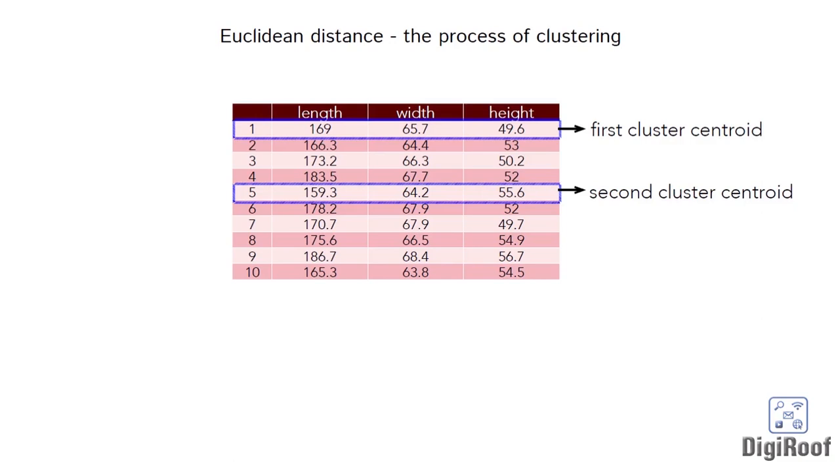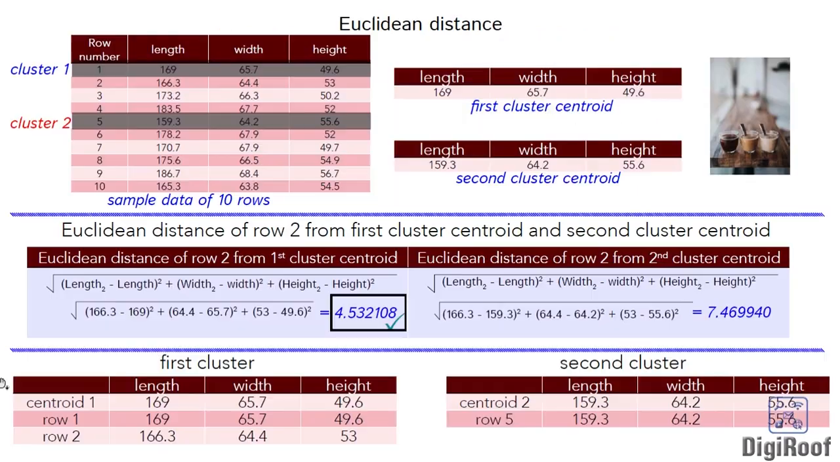Now, we are going to take each of the 8 remaining rows one by one and find their distance from each of the cluster centroids. We will now pick row 2. As you can see, row 2 is closer to the first cluster.